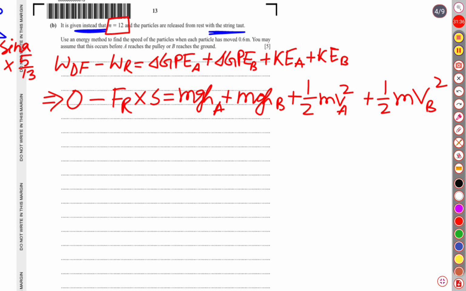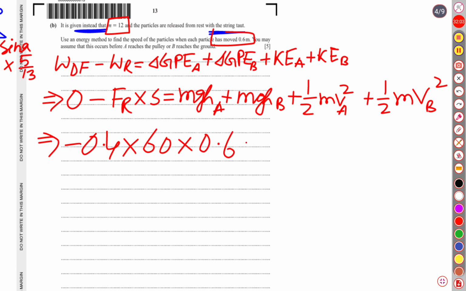What are the values we do have? Look at this. The first one is frictional force. Frictional force is mu R. We have written mu was 0.4, and our frictional force was 60 Newton. I can show from the previous page. And S, each of the particles moved 0.6 meter, so 0.6 is equal to the mass of particle A, which is 0.65, and acceleration due to gravity is 10.